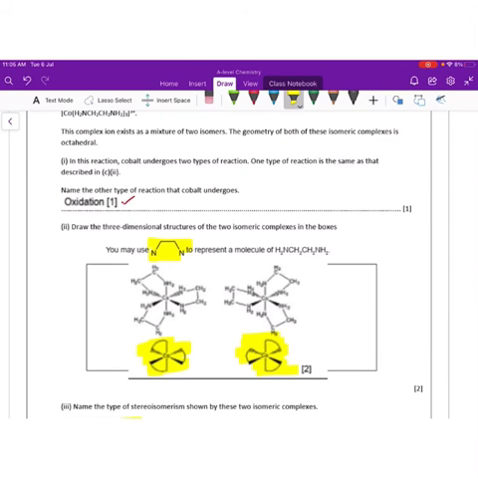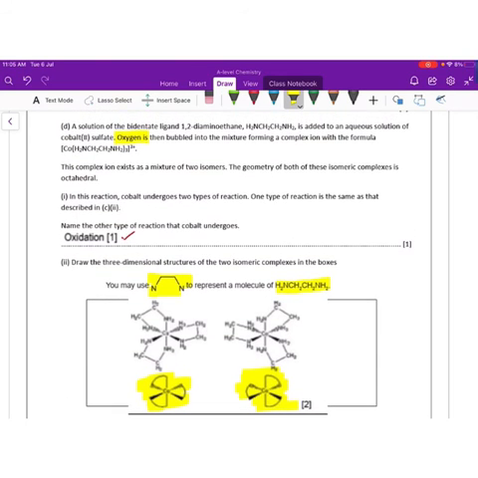Please don't use the full structure of this diaminoethane. Rather use these yellow structures. Please also remember to use a nice structure. If this is my cobalt, this is how it should look.